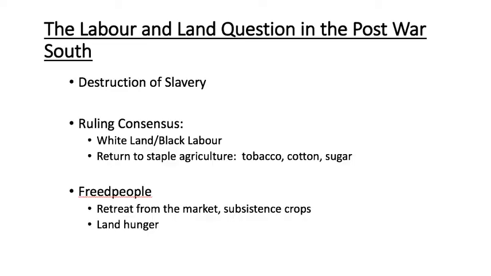What we're going to see is the destruction of slavery. A ruling consensus emerged where you have land owned by white former slave owners who are now just plantation owners, worked by black labor, a return to staple crop agriculture with cotton, tobacco, sugar, etc. And for the freed people, the former slaves, what we'll see is in many ways a retreat from the market and a move towards subsistence, but also a great hunger for land.